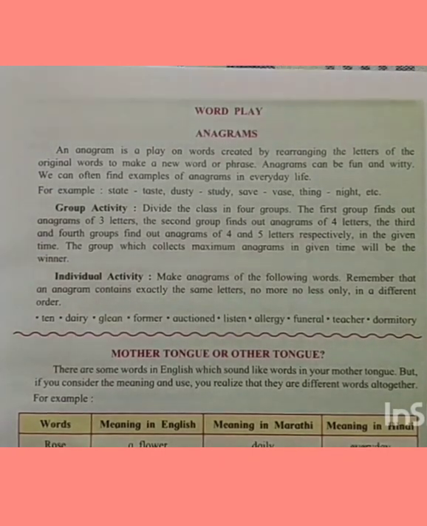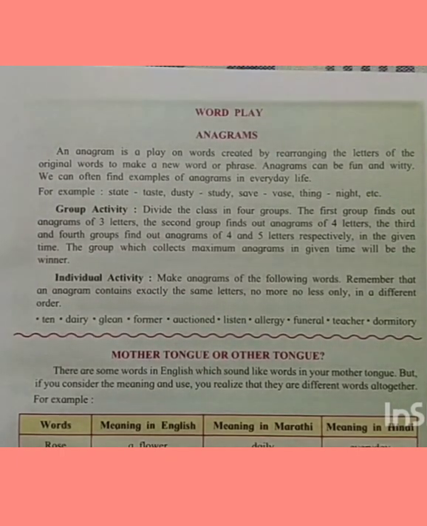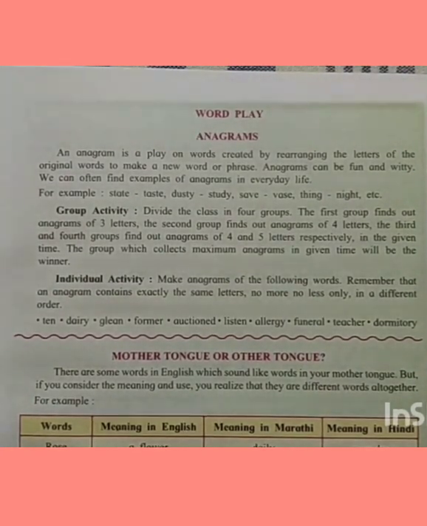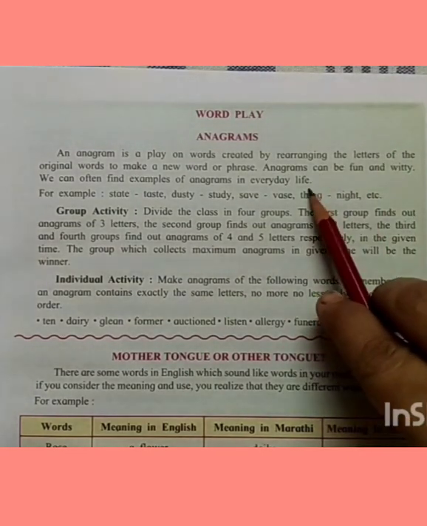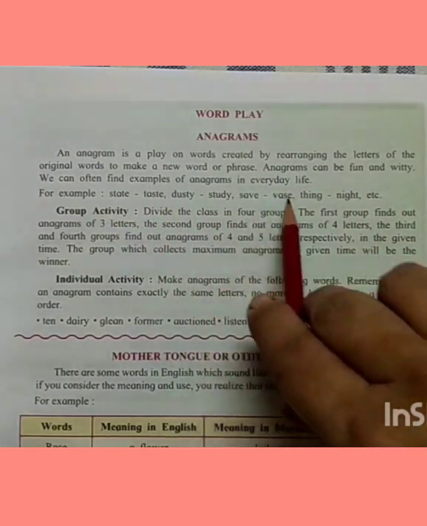So we are going to study about anagram. Now what is an anagram? An anagram is a play on words created by rearranging the letters of the original word to make a new word or phrase. So one word is given to us, and we rearrange the letters or the alphabets in that word to form a new word, but that new word should also be meaningful. It should not be a meaningless word. So anagrams can be fun and witty. We can often find examples of anagrams in everyday life.